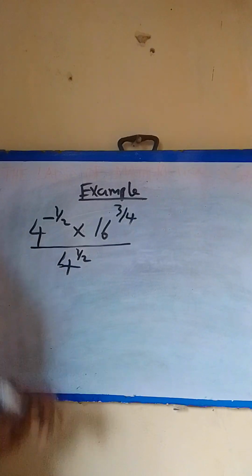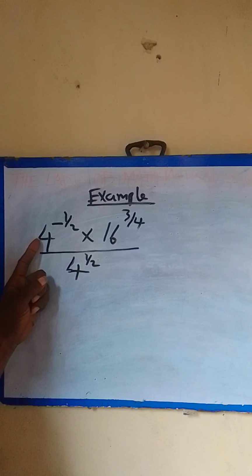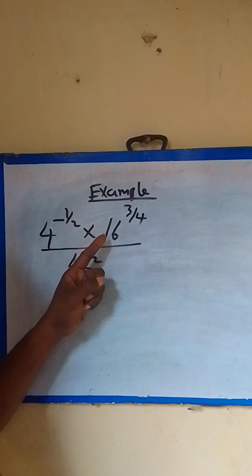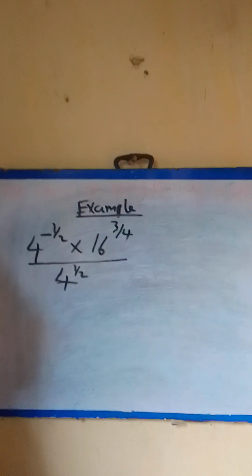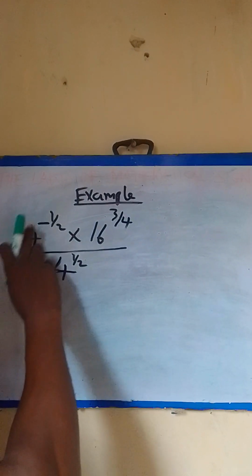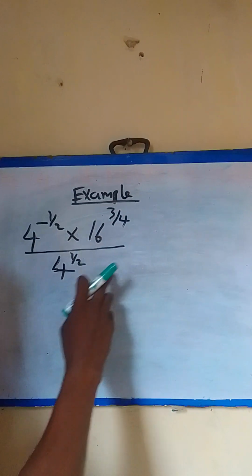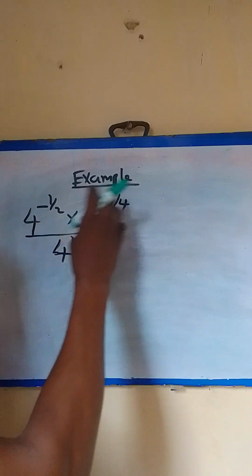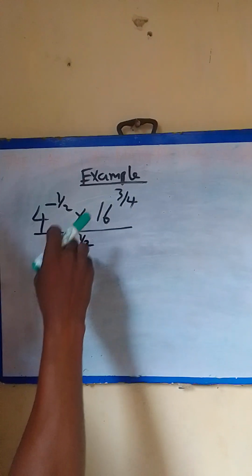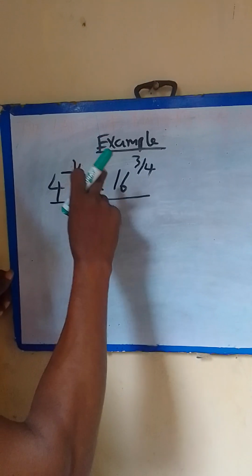Now, in such a situation like this, what do you do? This is 4 raised to power minus 1 all over 2 times 16 raised to power 3 all over 4, raised to power 1 all over 2. Now, what you need to do in this case, you now express the numerator and the denominator in the power of base 4.